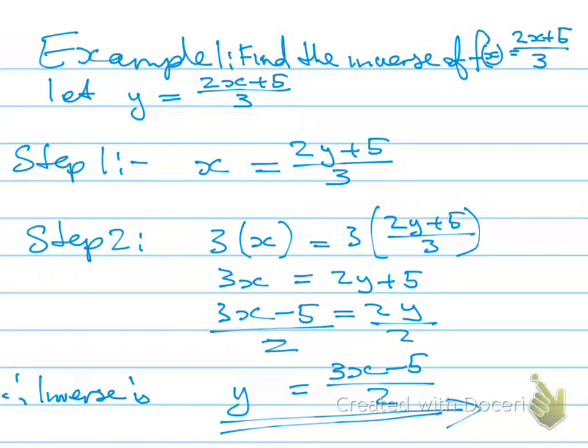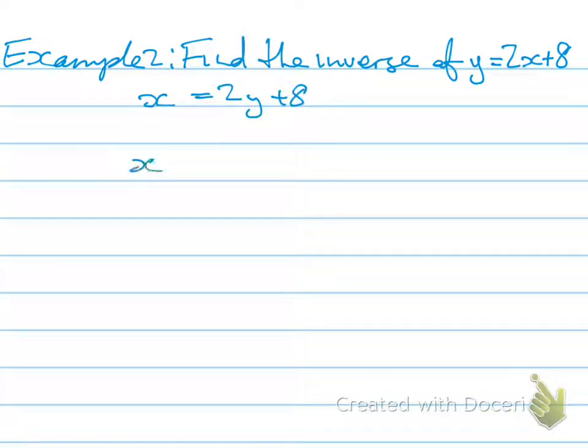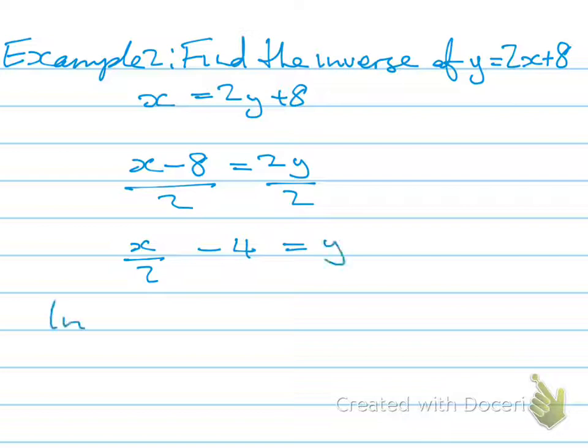This time we want to do the example with a graph. First of all, let's use calculations to find the inverse of the function y = 2x + 8. Remember, we swap the positions. Where there is x, we put y, and then we solve for y. In this case, y = x/2 - 4. That becomes your inverse function. Now, let's go and draw some graphs.